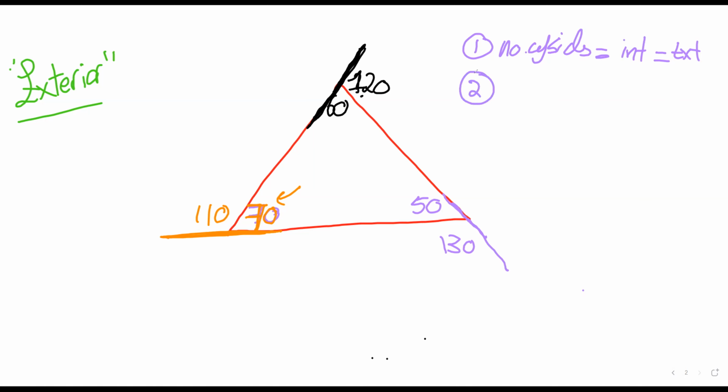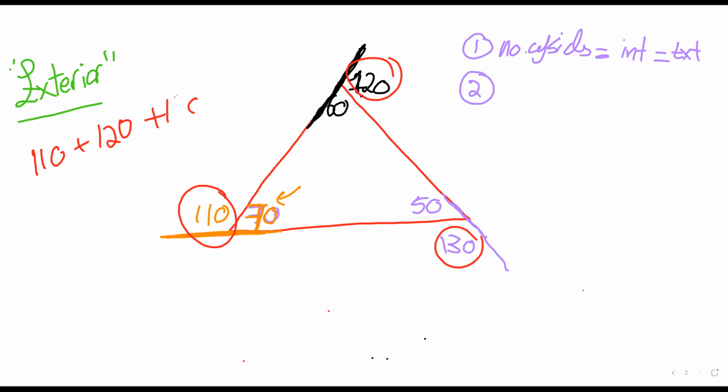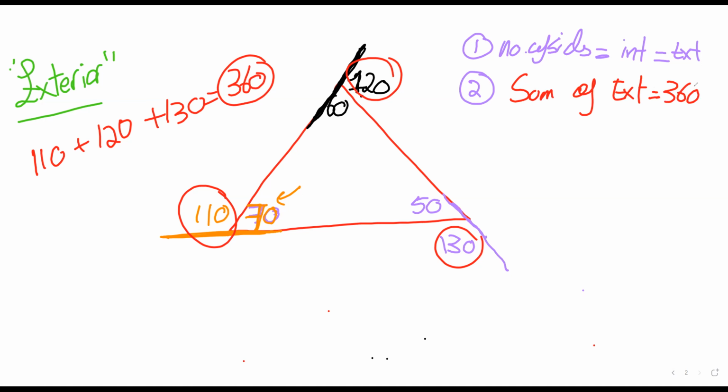The second thing that we conclude from this slide is that let's look at the exteriors. Exterior 1, exterior 2, exterior 3. 110 plus 120 plus 130. The sum of exterior angles of any polygon is equal to 360 degrees. The sum of exteriors is equal to 360 degrees.